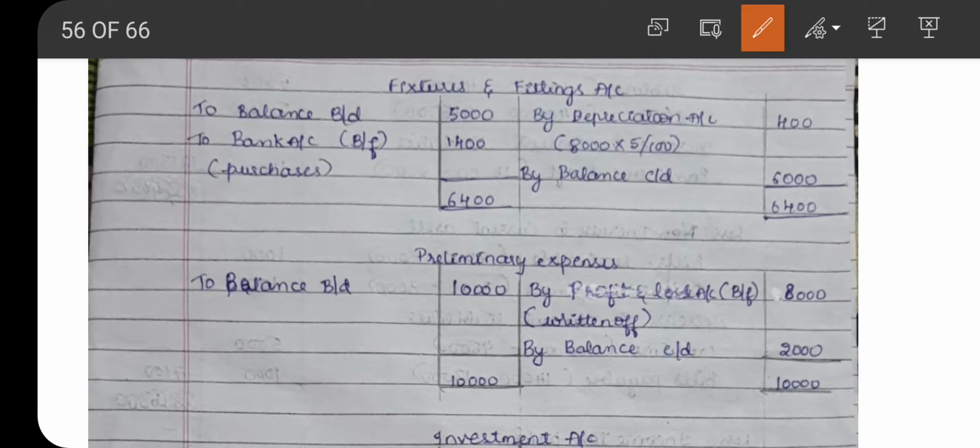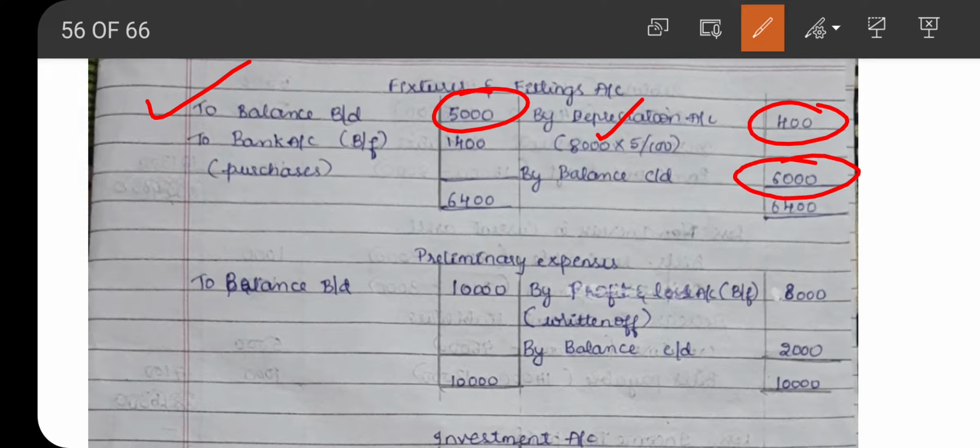So fixtures and fittings, to balance brought down, opening balance is 5,000. By depreciation account 400, that is on 8,000 they will be charging depreciation at 5%. So 8,000 into 5%, 400. Then they have given the closing balance which is 6,000. So we are getting a total of 6,400 and a balance on the debit side 1,400, which is considered as purchase of fixtures and fittings. So to bank account 1,400 balancing figure.